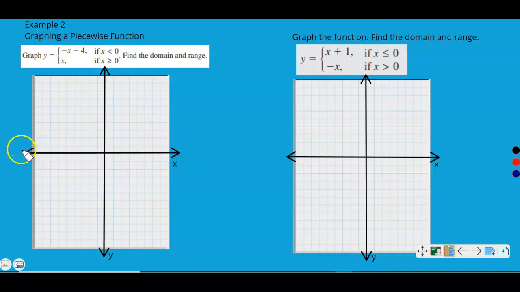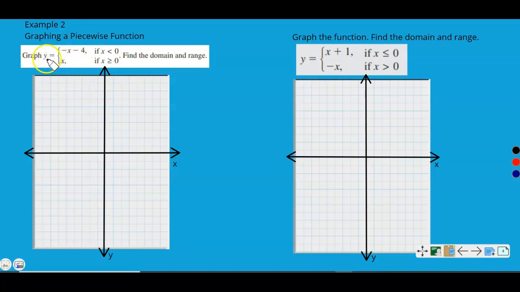So we know our x-axis is here. We know this is 0. So we're only going to graph the first line that represents to the left of 0. And then y equals x if x is greater than or equal to 0. So that means that line's going to be graphed on the right side of the graph paper. Then we have to find the domain and range of the piecewise function.